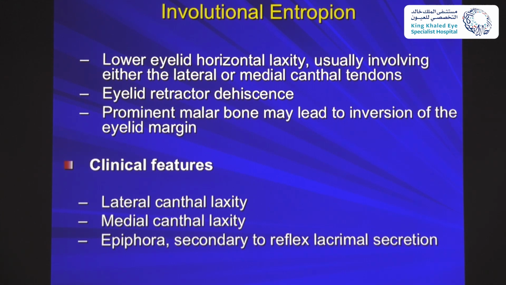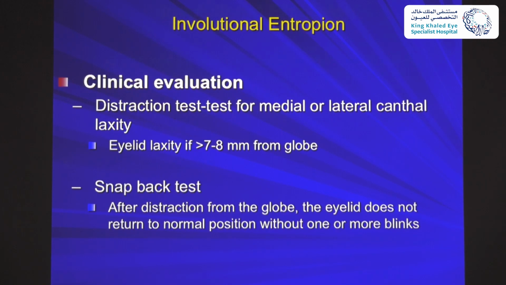What you see clinically in these patients is lateral canthal laxity, medial canthal laxity, and also changes because of the ocular surface rotation, as we mentioned before, corneal exposure, and also reflex tearing. How do we test for the laxity? We test with the distraction test for the medial or lateral canthal tendon, and also the eyelid laxity, which we're going to show a picture of. Other thing, the snapback test, which is the one I see more frequently and do in the clinic, because it's easier to do and you don't need to measure.